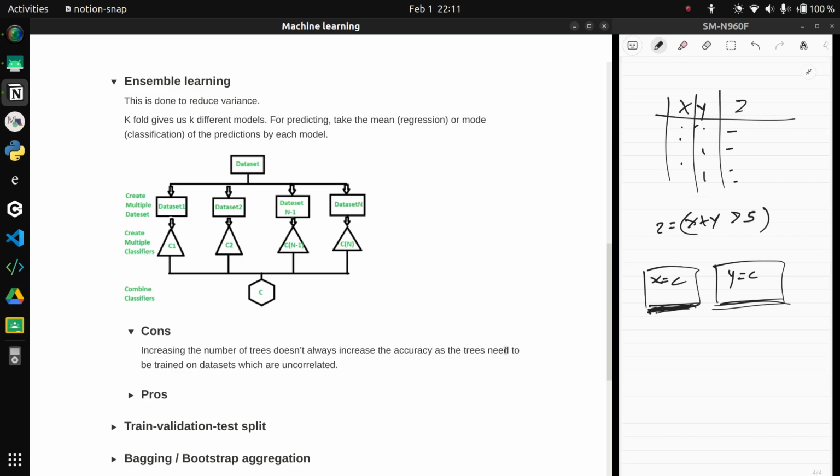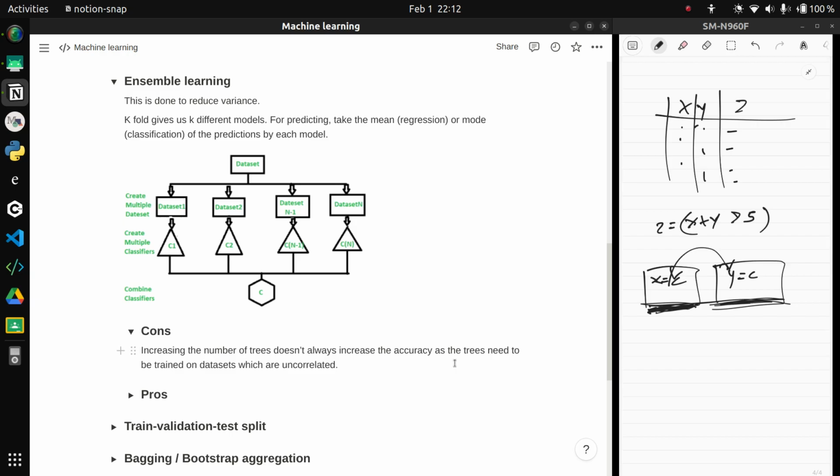Okay, as the trees need to be trained on datasets which are uncorrelated. So this isn't the issue that they're talking about. The issue is that, over here you see that the datasets that you have were sort of uncorrelated, right? It's not like these two are very similar datasets. These are in fact very different. And so that must always be the case, but we can't actually guarantee that, right? So it could be that these two are actually very much the same.